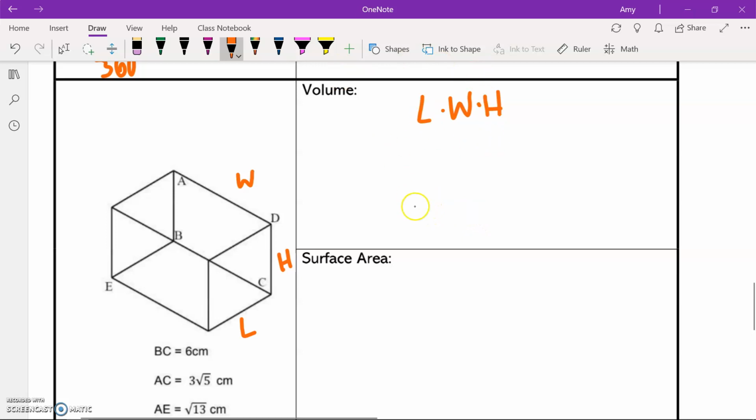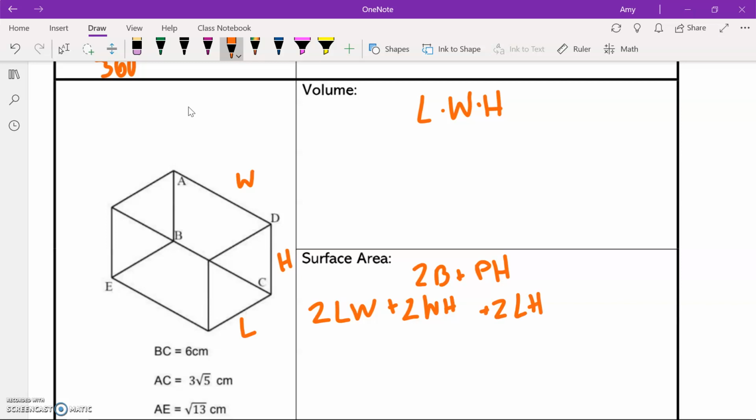And then for surface area, you could just calculate all of the rectangles, or you could do your 2B plus Ph, or you could do 2 length width plus 2 width height plus 2 length height. Really, those are all going to give you the same thing, so I can say or. But let's look at the measurements that they give us.